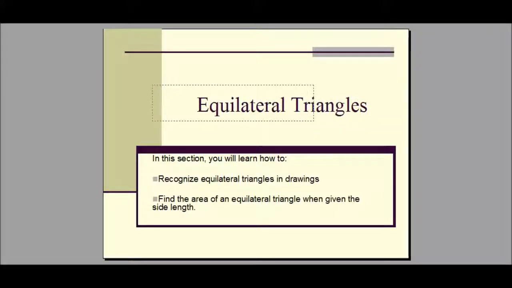This section is on equilateral triangles. In this section, you will learn how to recognize equilateral triangles in drawings and find the area of an equilateral triangle when given the side length. Let me add that this section can be deceptively simple because the basic information is simple, but some quite challenging problems can be drawn from this information.